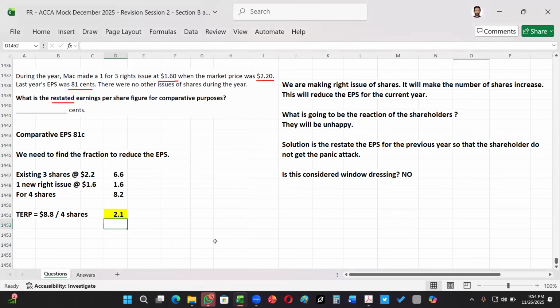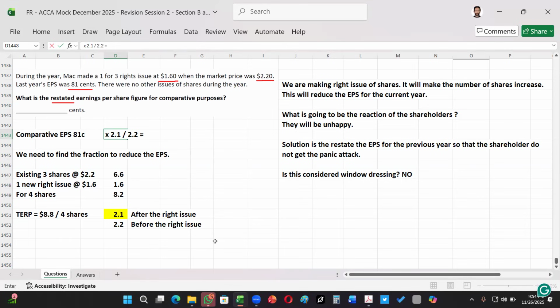So the price after the theoretical rights price, after the rights issue, and the price before the rights issue: before the rights issue the price was 2.2 and after the rights issue the price is 2.1. So the fraction that we're going to use here is going to multiply the previous EPS. We have to reduce it. How are we going to reduce it? In this case, we're going to multiply by the lower figure and divide by the higher figure: 2.1 divided by 2.2 to get the updated EPS.